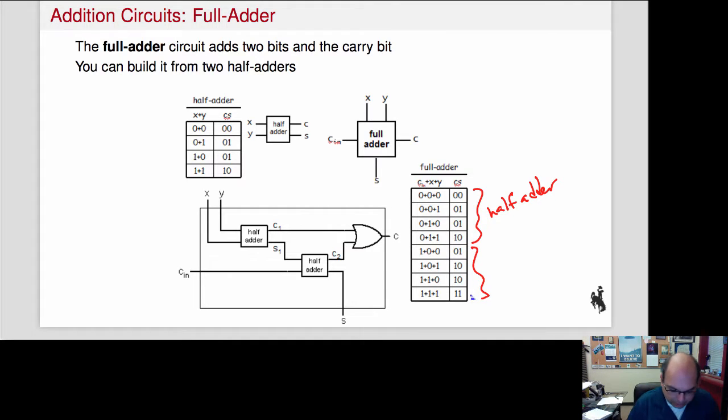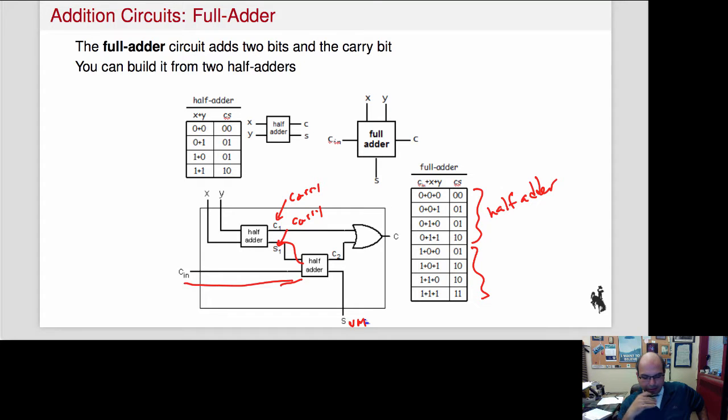So here's what we actually do in the circuit. We take X and Y, and we add those using a half adder. Then I have a carry bit and I have a sum. These are intermediate. Then I take the carry in and the sum and add those. If I add those, that's actually going to be the sum output, because that's A plus B plus C, so to speak, or X plus Y plus C. Now I need to figure out what the carry bit is.